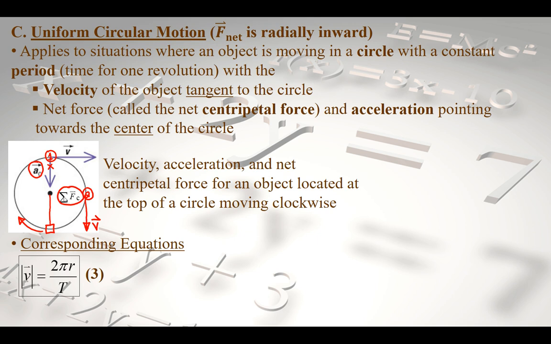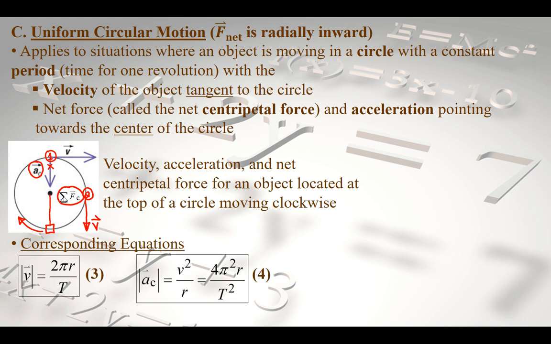That's equal to 2 times pi times r. R is the radius of the circle, and t is the period, which is the time it takes to get around the circle once. So you have 2 pi r over t. That's on your formula sheet.